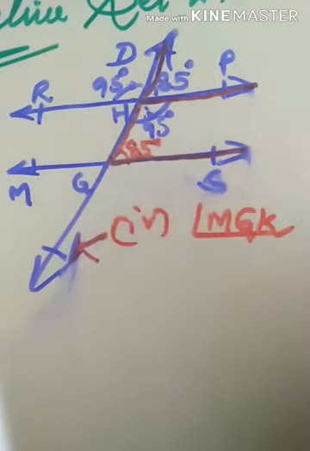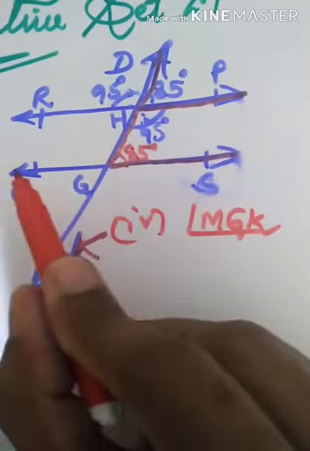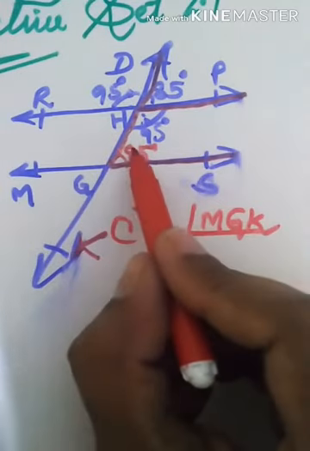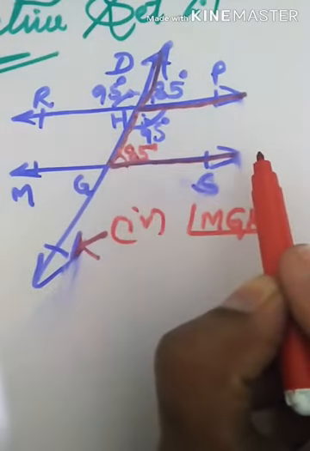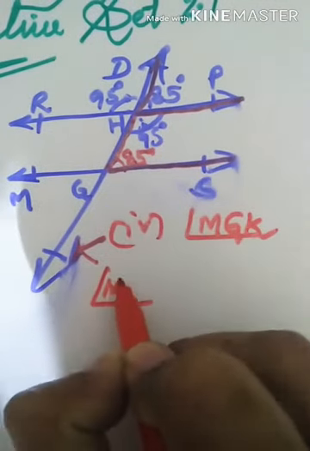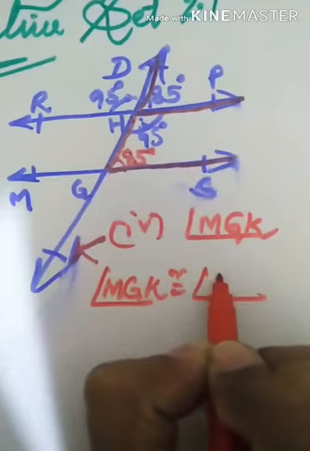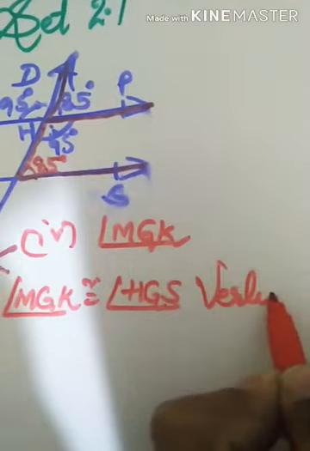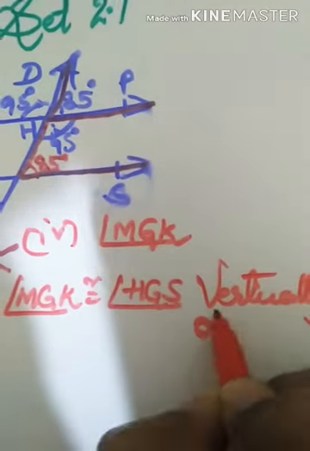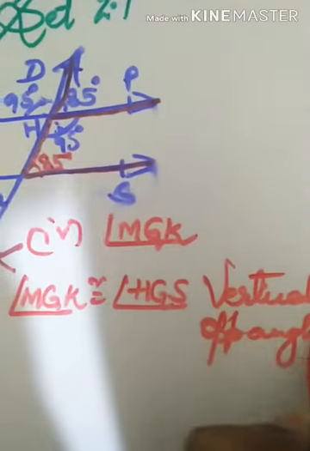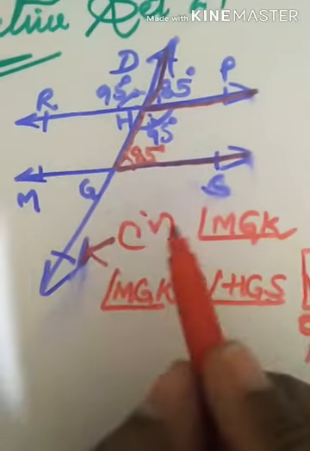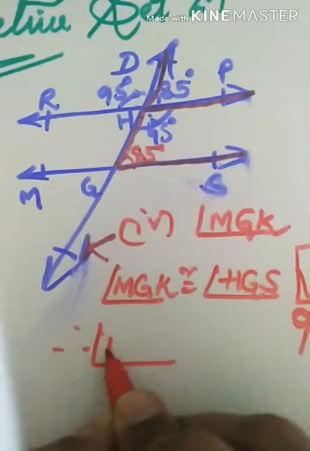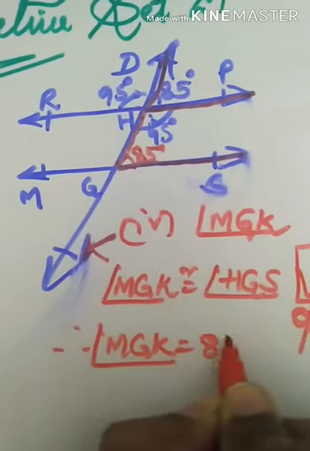You can apply any property, but I know you will apply this property. We can clearly see that angle MGK will be congruent to its opposite angle HGS. So you'll write angle MGK congruent to angle HGS. Reason: vertically opposite angles. If HGS is 85, how much will be MGK? Angle MGK will be 85 degrees.